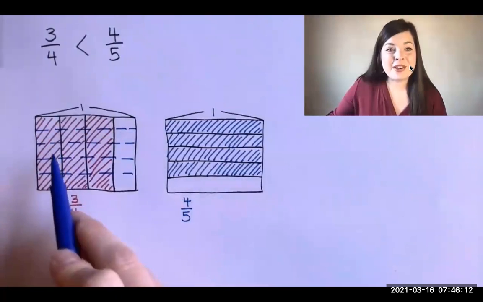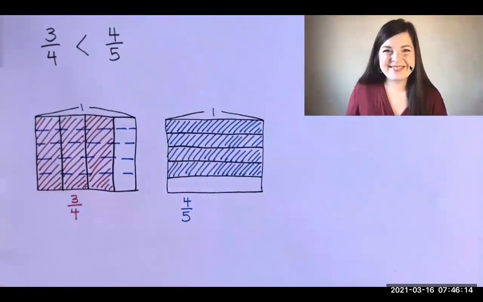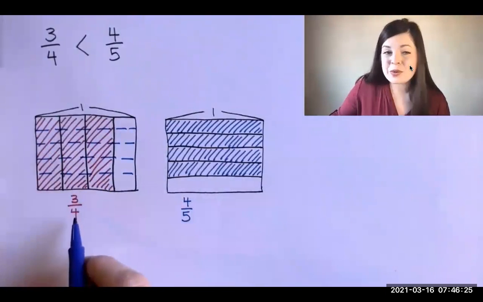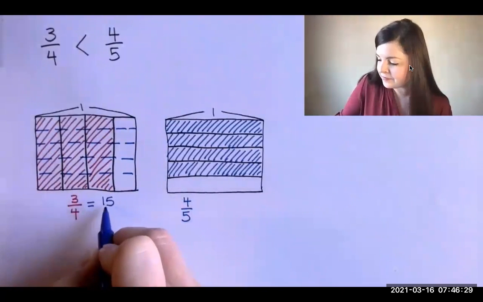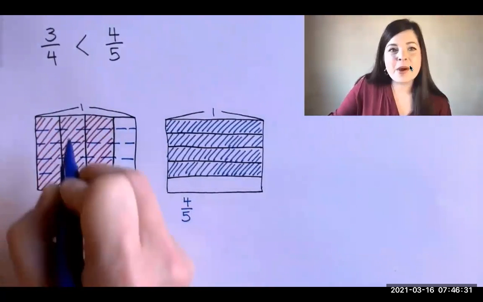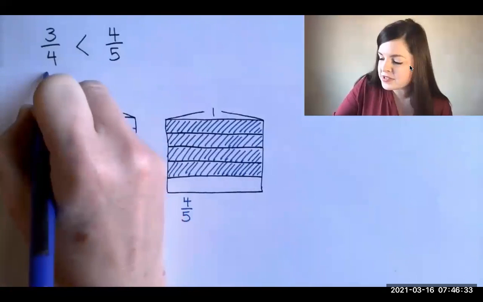Now, how many units are in the whole? 20 units are in the whole, so we made 20ths. And how many 20ths are shaded? 15 20ths are shaded, so 3/4 equals 15 20ths. And I'm also going to write it up here underneath 3/4.